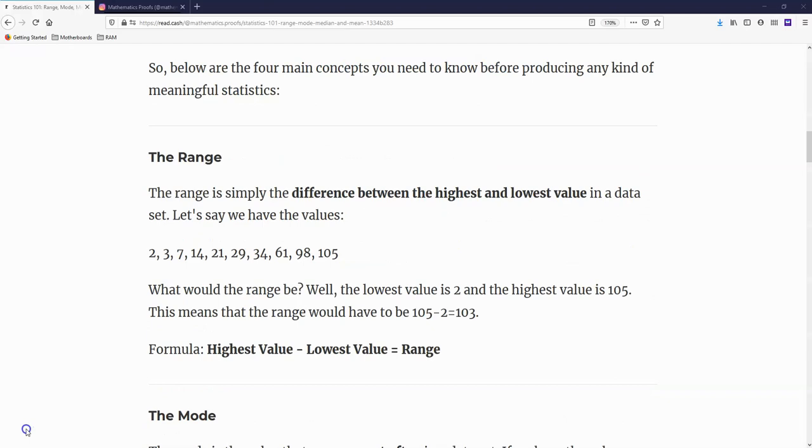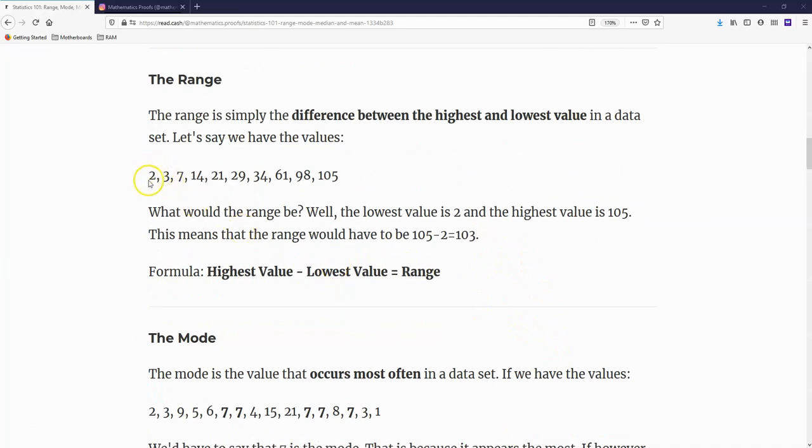So, I'm going to start off with the range. The range is simply the difference between the highest and lowest value in a data set. Let's say we have the values 2, 3, 7, 14, 21, 29, 34, 61, 98, and 105. What would the range be?